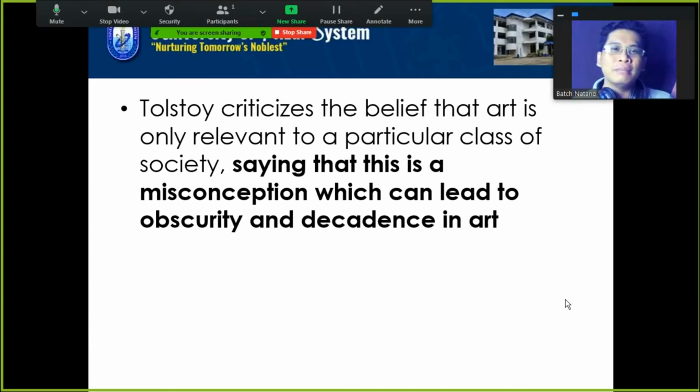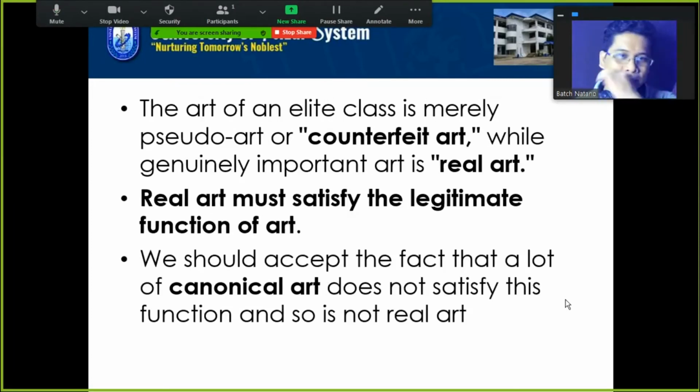So, Tolstoy criticizes the belief that art is only relevant. Ito malinaw sinasabi niya, di ba? Tolstoy criticizes the belief that art is only relevant to a particular class of society, the rich, saying that this is a misconception which can lead to obscurity and decadence in art. So, malinaw sinasabi niya dyan na, no, it's not only just for the rich, para to sa lahat. Do you find Tolstoy's view idealistic, the same as I view it? May pagka-idealistic, tama ba ako? I want to know your view. It's not to infect you.